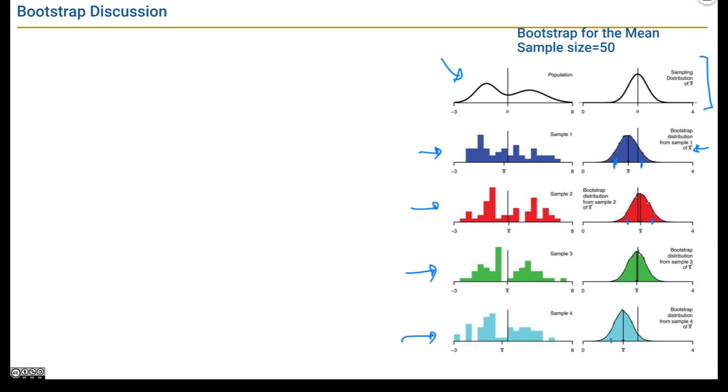So what I want you to notice is that each time that I get a new sample, the center of this bootstrap distribution shifts because it's going to be centered around whatever the sample mean is for my statistic. That's at least in the case here of where I'm doing sample means. We'll talk about it with the median in just a minute.